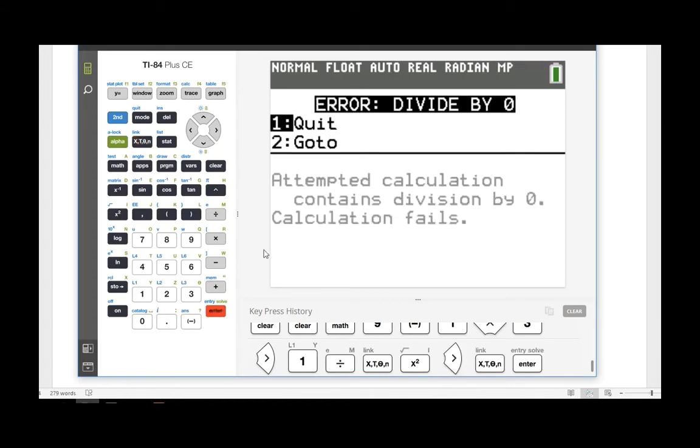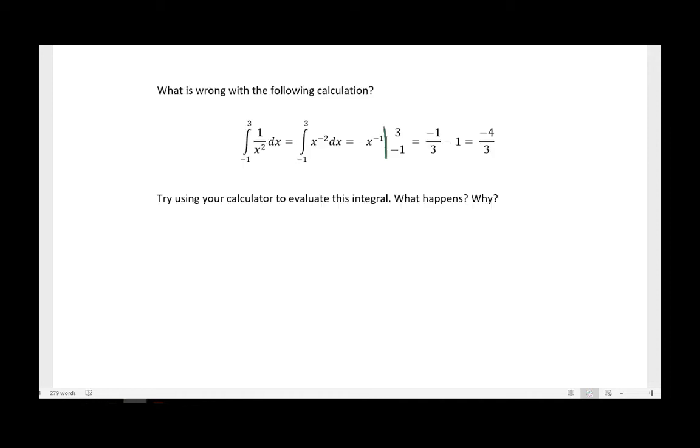So, why do I get division by 0? Well, if we think about this for a moment visually, if I think about what I'm looking for, and I'm looking for, let's say, the area under 1 over x squared.